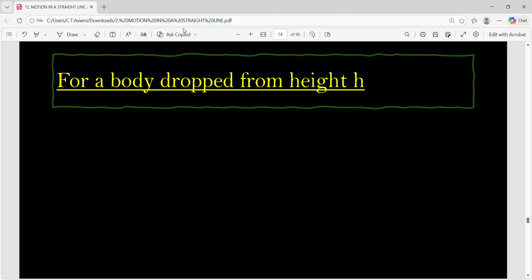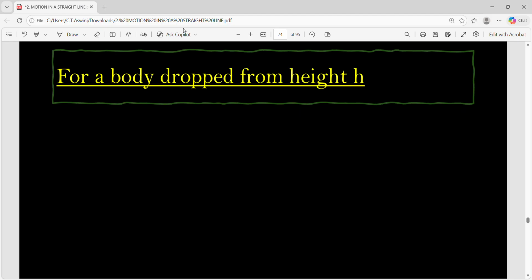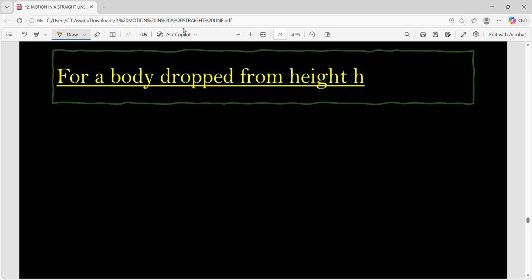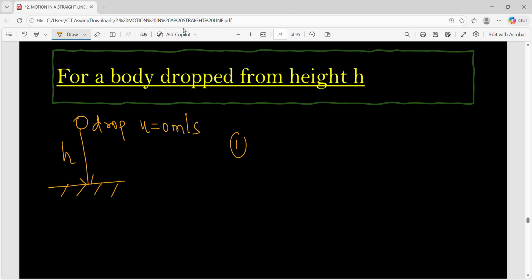Okay. Now we will move on to a topic. So far we have just used the equations of motion because I want you to be thorough with the concept also, how to use equations of motion. But from now, we'll simplify the concepts further. For a body which is dropped from a height, dropped in the sense, what will be the initial velocity? 0 meter per second. Imagine it is dropped from a height h and finally it is falling on the ground. In this case, what will be the time taken by the body to reach the ground?